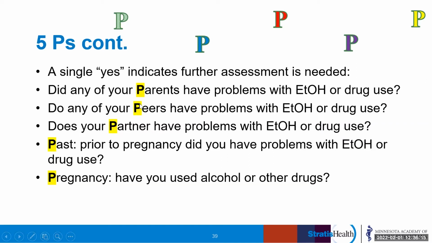In the first question, do your parents have problems with alcohol or drug use? So that's pretty non-confrontational, because it's not even about them. It's their parents. And the reason this question is part of it is because, again, the 50% genetic inheritance. This is just to kind of ease into the questions, if you will. Any of your peers.